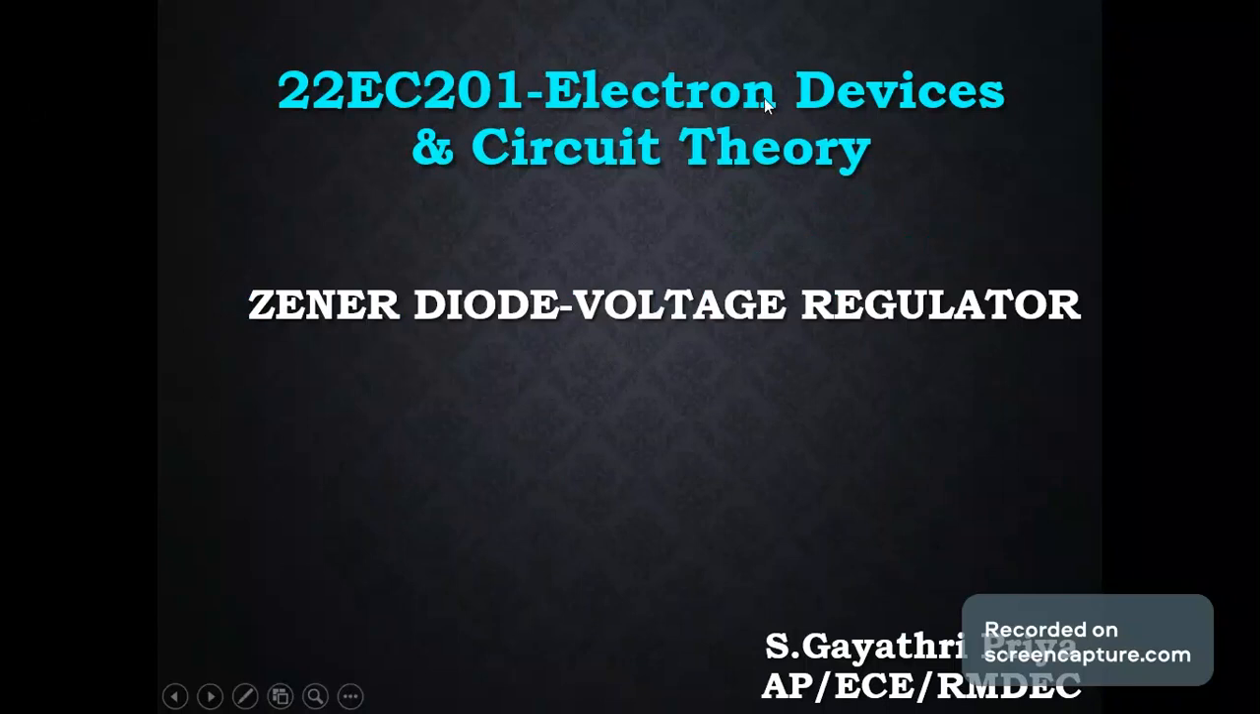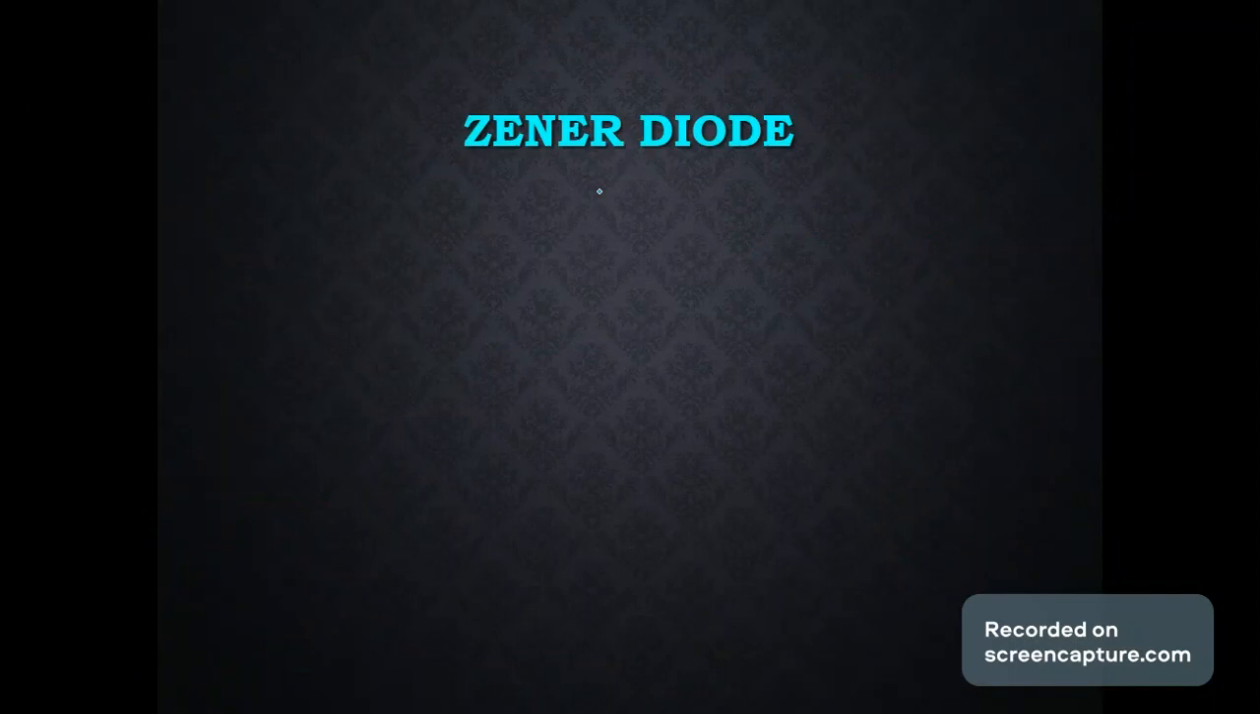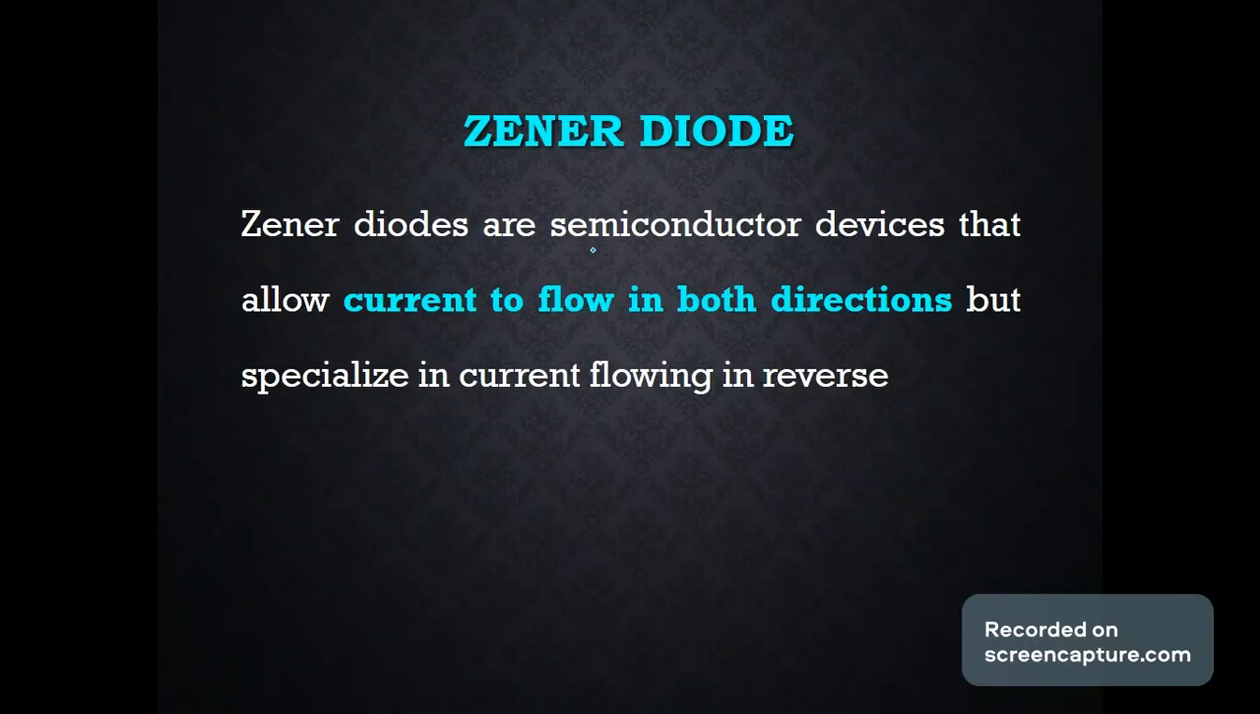In our electron devices and circuit theory, today we are going to discuss the Zener diode as a voltage regulator. How can the Zener diode be utilized as a voltage regulator? Before getting into this actual topic, let us see what a Zener diode is, right? The semiconducting device which has the capability of getting current flow in both the directions.